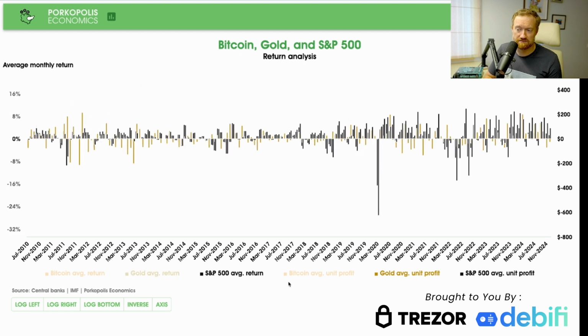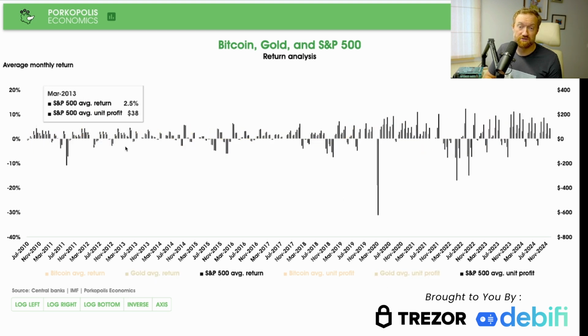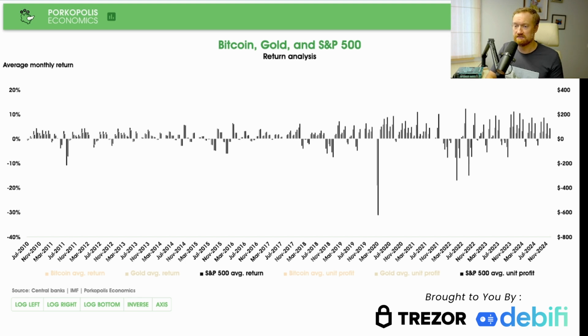Whereas with stocks, to take off gold now, to be fair to the stock market in the last 15 years, and I know there's been a lot of money printing in the last 15 years, I talk about it a lot, the stock return basket here is a little bit better than gold.